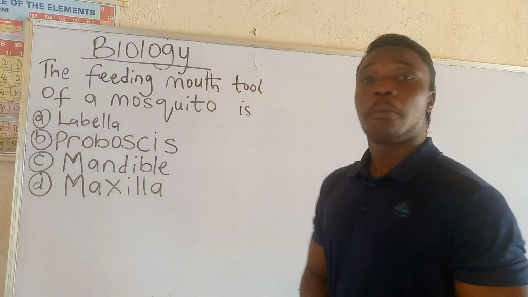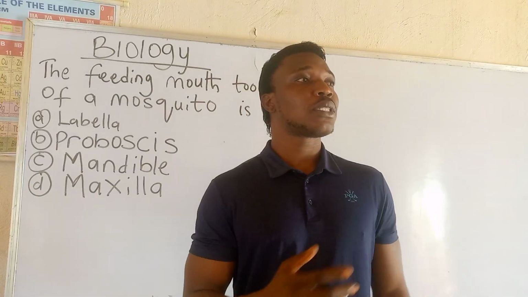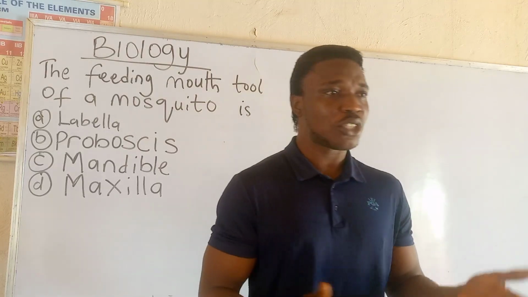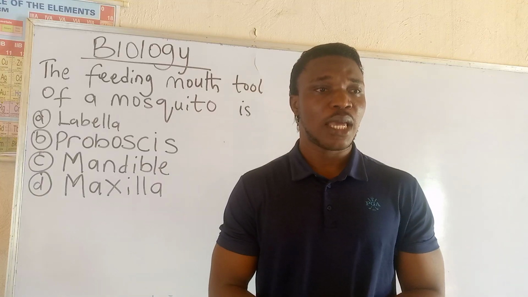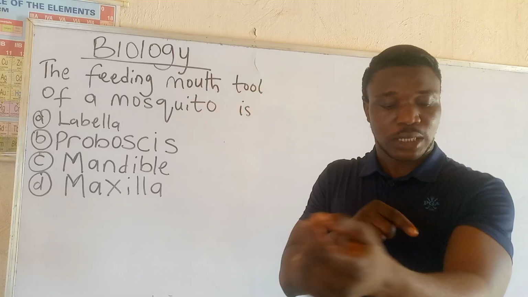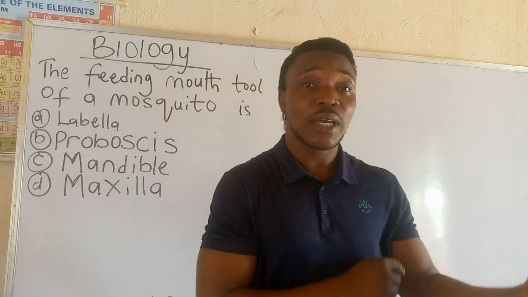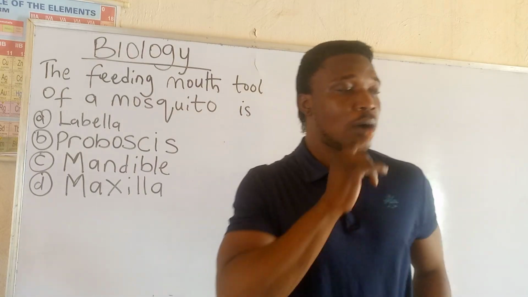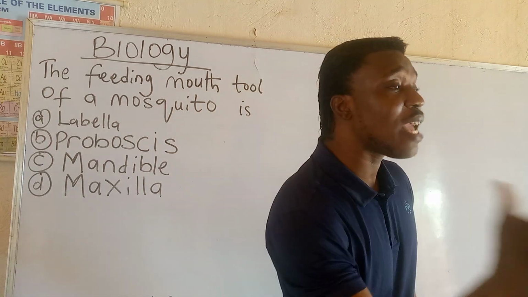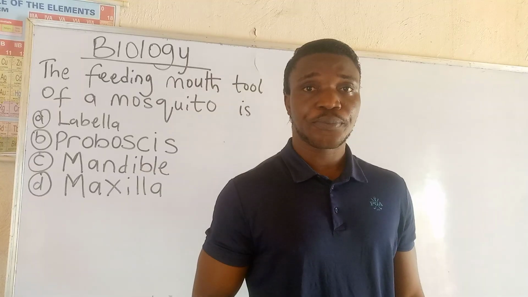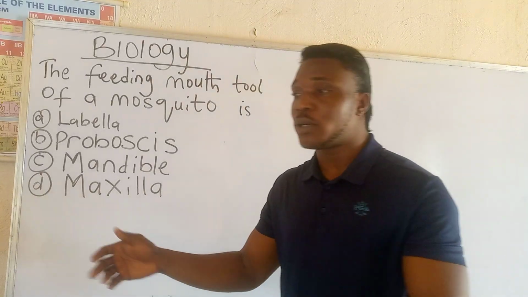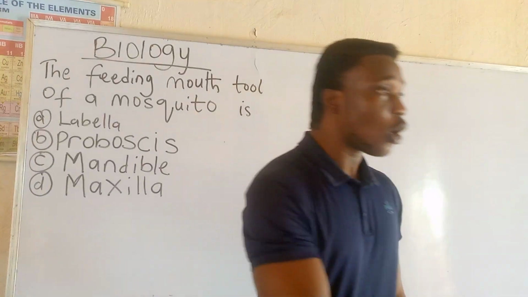Then the other one is proboscis. Proboscis is found in animals like mosquito, even butterfly. Okay, when the mosquito wants to feed, it injects its proboscis into the skin of its victim. Now, as it injects its proboscis, at the same time it releases saliva into the victim's blood. What does the saliva do? The saliva that is released into the victim's blood is used to prevent blood clotting.